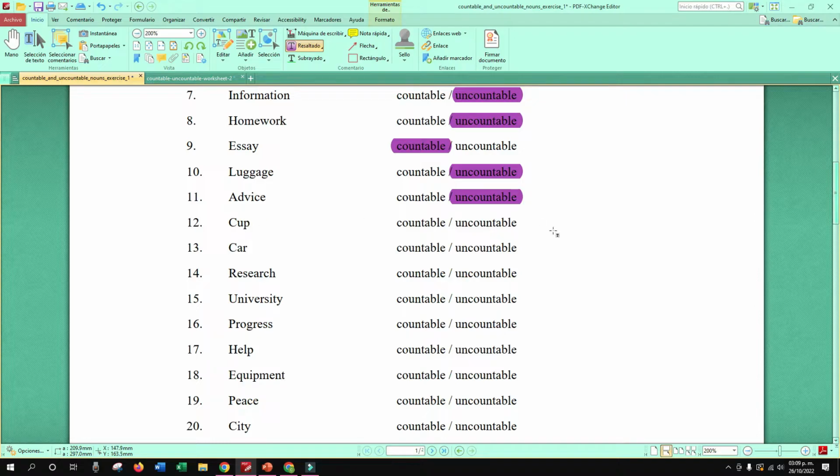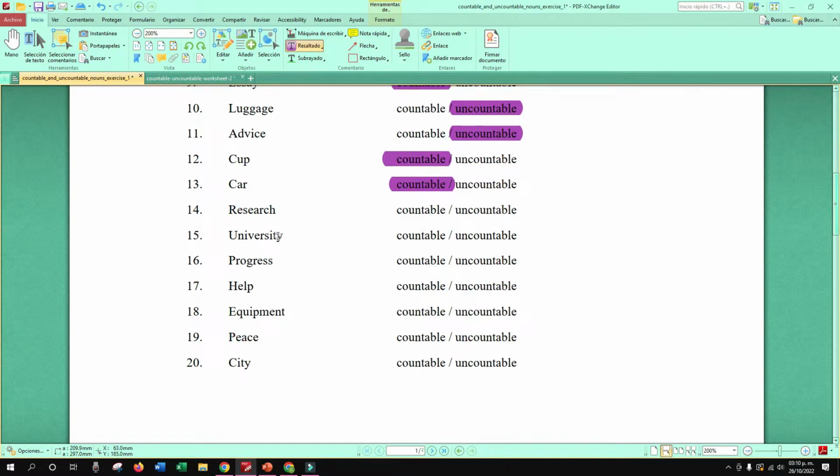What about cup? Taza, cup. Countable or uncountable? Countable, perfect. Good. What about car? Can you count cars? Yes? Countable or uncountable? Countable. Perfect. Excellent. Nice. What about research? Countable or uncountable? You know research? Uncountable. Nice. Very, very good.